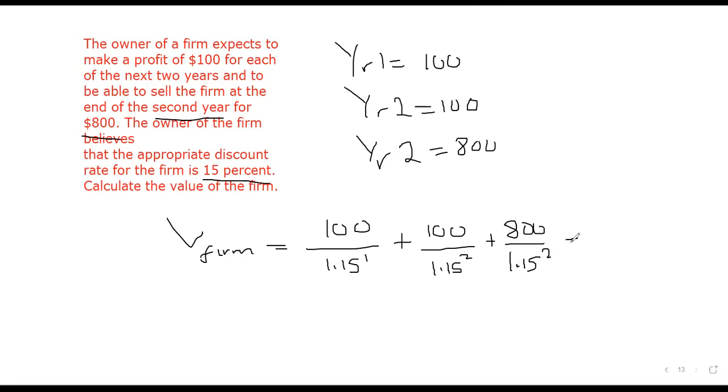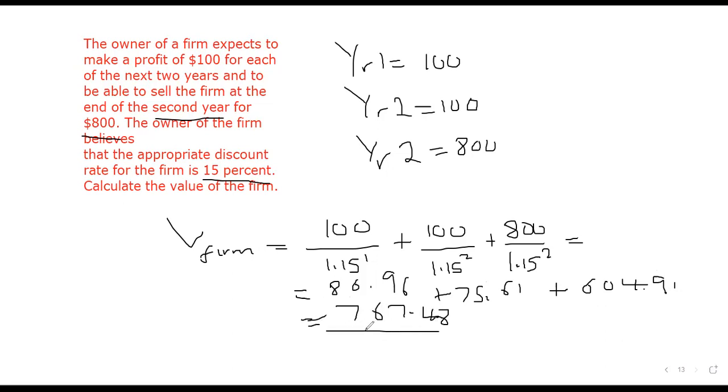Most people were putting 3 there. That's how they lost their marks. So here 100 divided by 1.15 gives us 86.96, plus 100 divided by 1.15 squared, which gave us 75.61. Then here we have 800 divided by 1.15 to the power 2, which is 604.91. So when you add these, 604.91 plus 75.61 plus 86.96, we get 767.48. So this is the value of the firm.